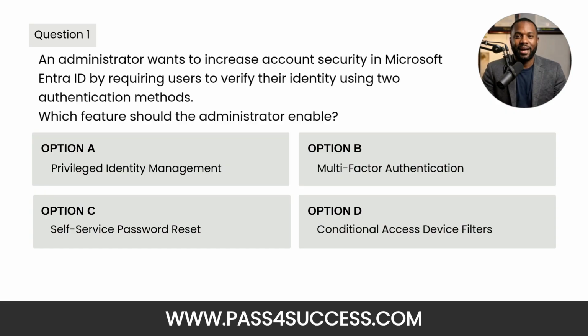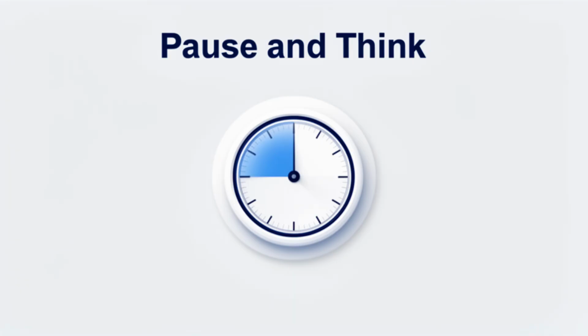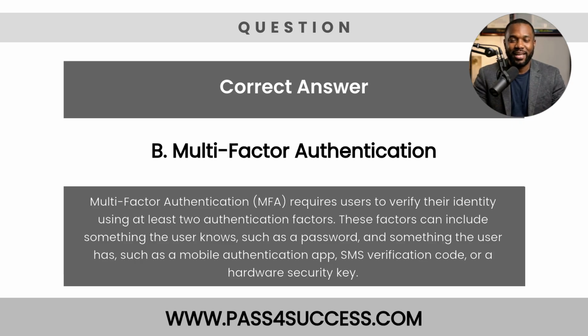Question 1. An administrator wants to increase account security in Microsoft Entra ID by requiring users to verify their identity using two authentication methods. Which feature should the administrator enable? A. Privileged identity management. B. Multi-factor authentication. C. Self-service password reset. D. Conditional access device filters. Pause the video and try to answer. The correct answer is B.